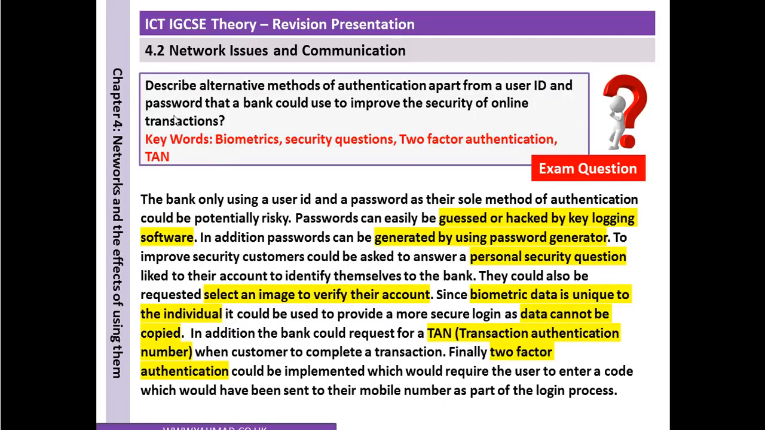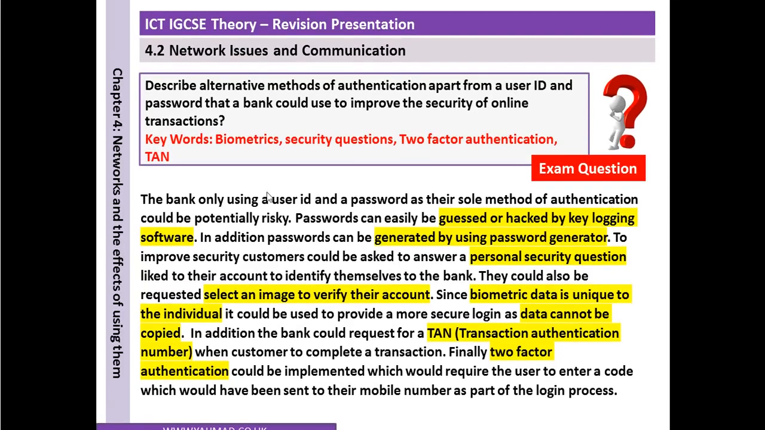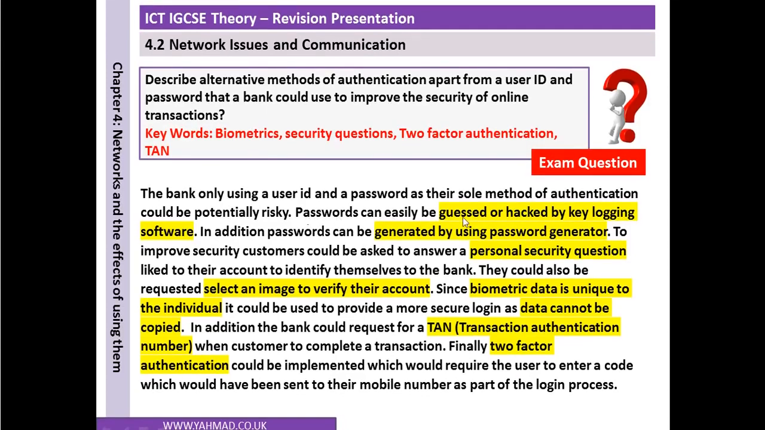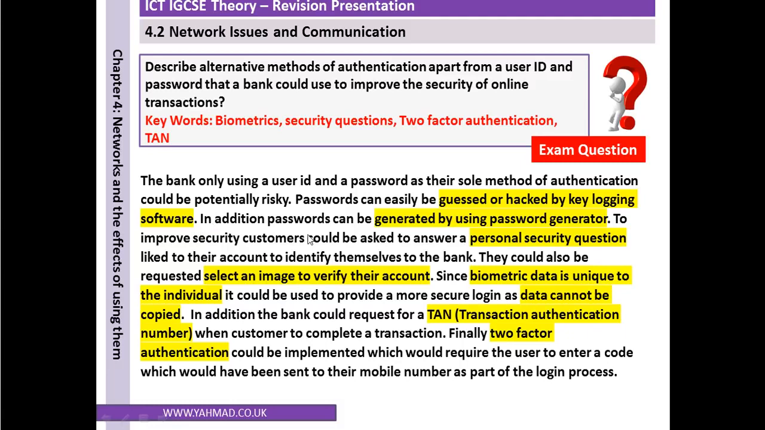Okay, typical exam question. Describe alternative methods of authentication apart from user ID and password that a bank could use to improve the security of online transactions. So keywords: biometrics, security questions, two-factor authentication, and TAN, transaction authentication number. So a bank only using user ID and password as the sole method of authentication could potentially be risky. Passwords can easily be guessed or hacked by using keylogging software. In addition, passwords can be generated by using password generators.